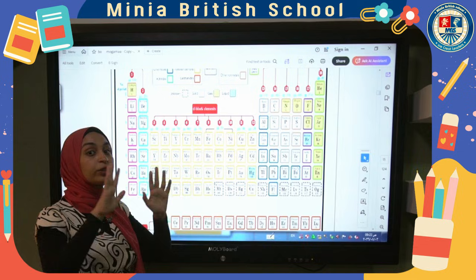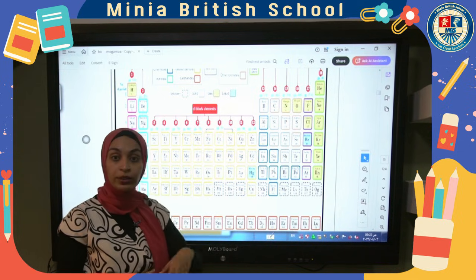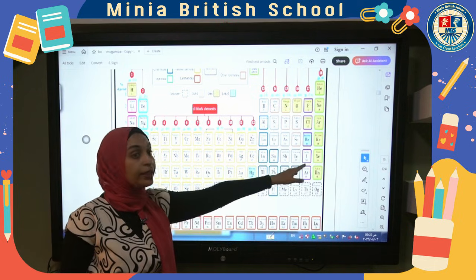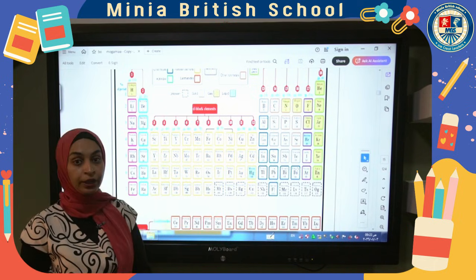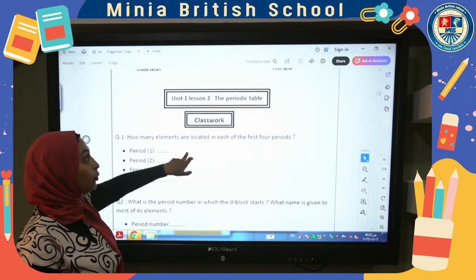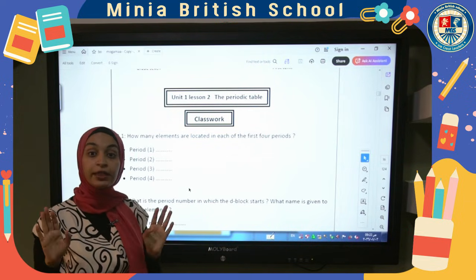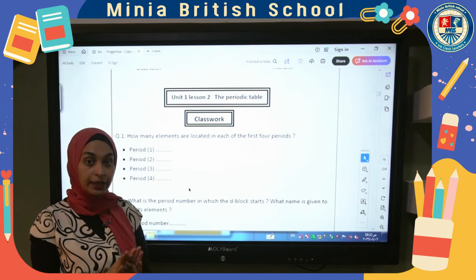1A and 2A contain metals, the very active metals. 7A halogens are non-metals, and 18 contains the inert gases. So today, in grade 7, we talked about what? We talked about the description of the modern periodic table. Let's answer some questions in the booklet as we always do.